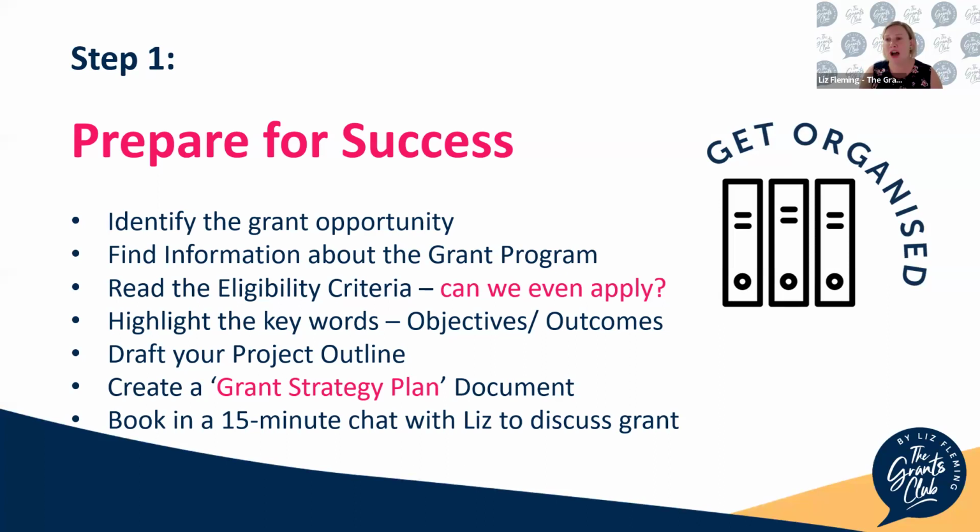And here we're going to draft our project outline really, really briefly. But what are we going to do? What's the time frame? And again, does it fit in with the guidelines and the eligibility criteria of the grant program? Here we're going to also create the grant strategy plan document, which is basically the application form in a really basic format in a Word document. And this is absolutely key to our success.